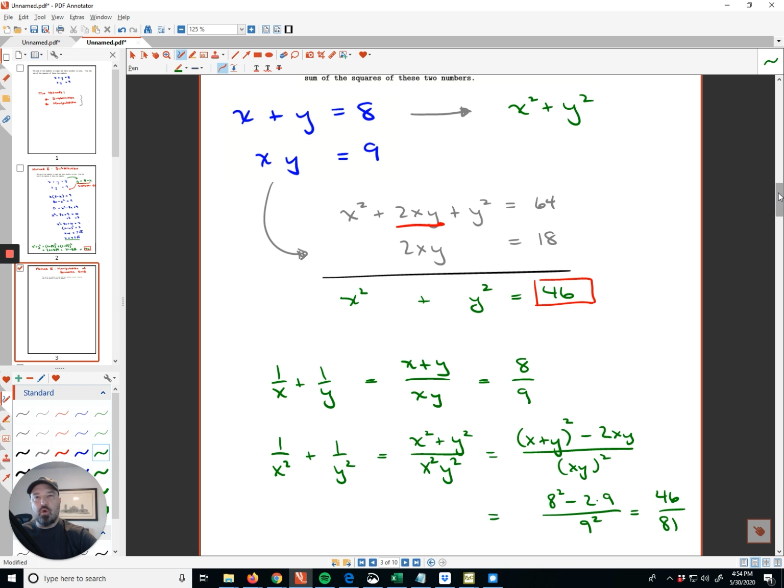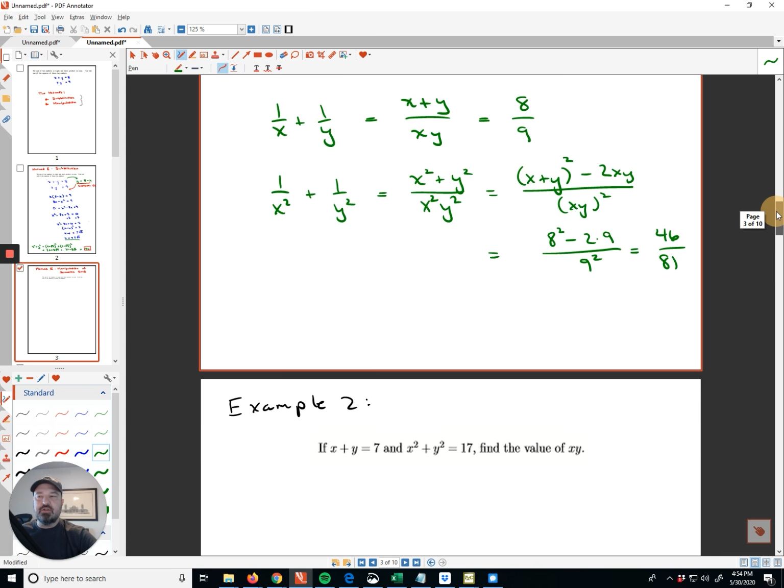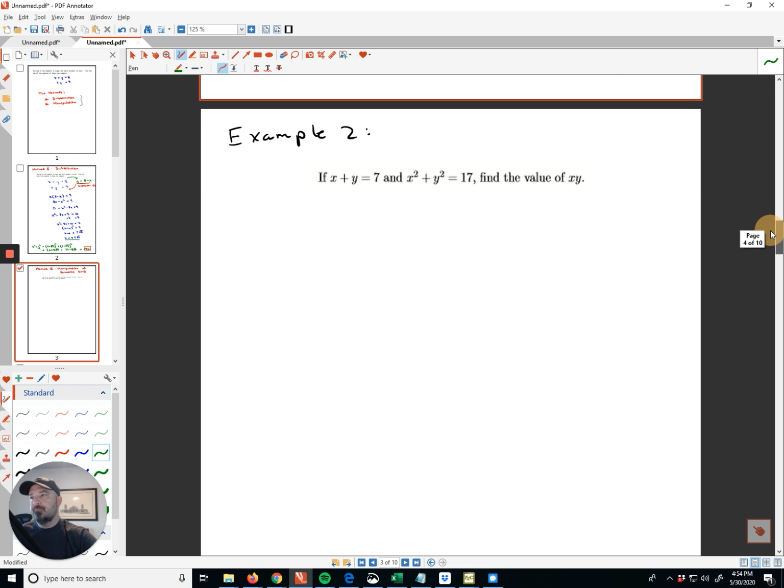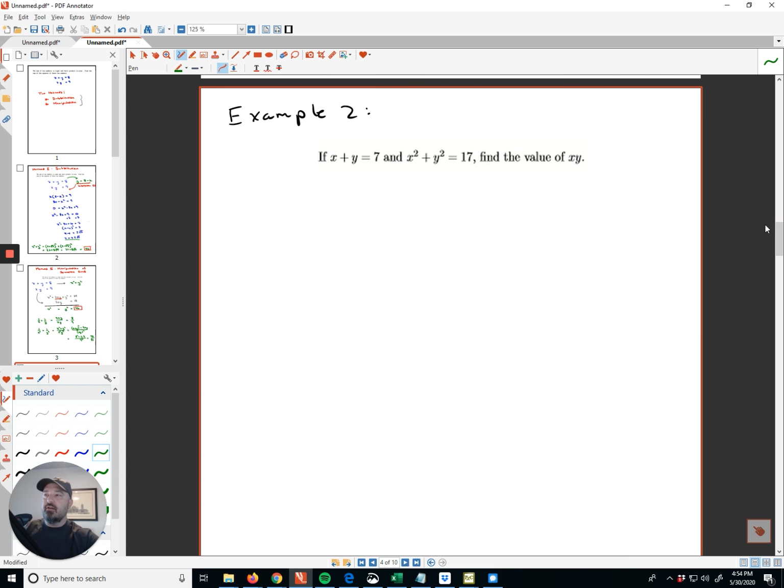Now let's take a look at one more example, and then we're going to go back to the original problem. Sorry, actually I have 2 more examples. Pardon. Here's the first example 2. Here we go. x plus y equals 7, and x squared plus y squared is 17. Find the value of xy. So this is interesting. This time we're given a different set of information, and it's the product that we want.